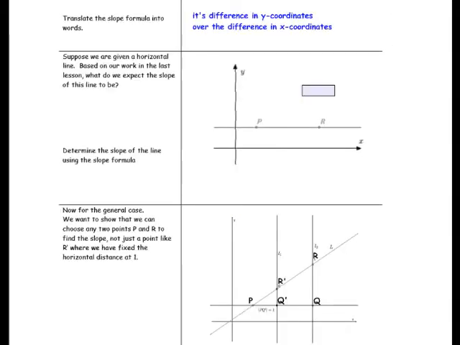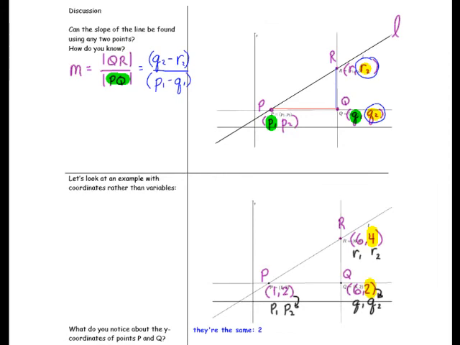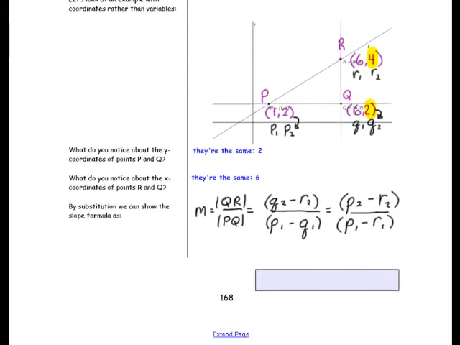Translate the slope formula into words. It's the difference in the y-coordinates over the difference in the x-coordinates. Let's look at that one more time. It's the difference in the y-coordinates. Here is your y-coordinate. Here is your y-coordinate.